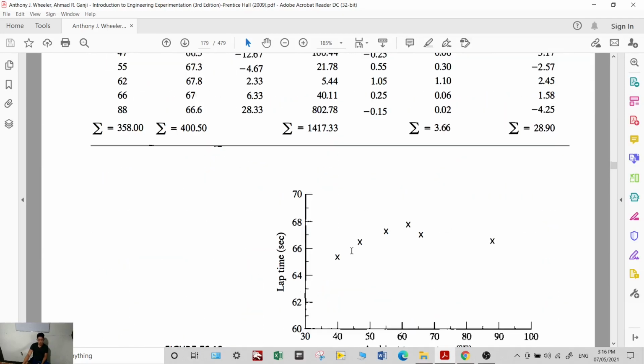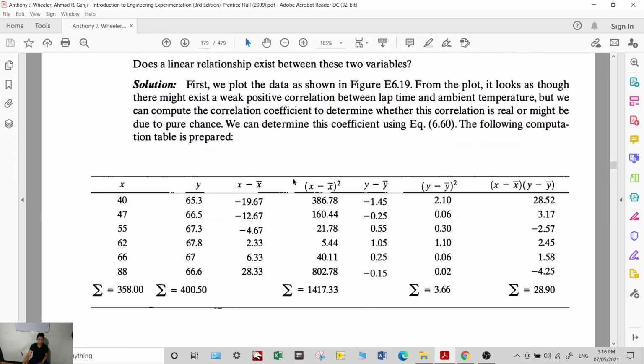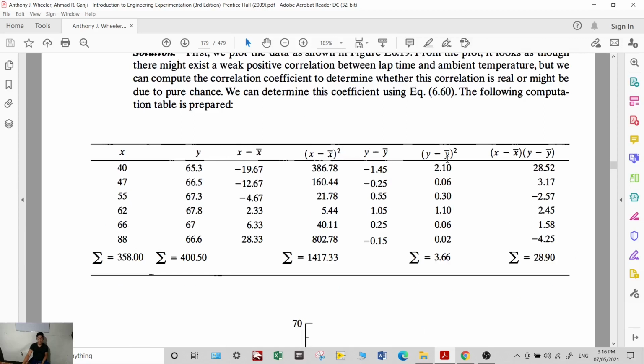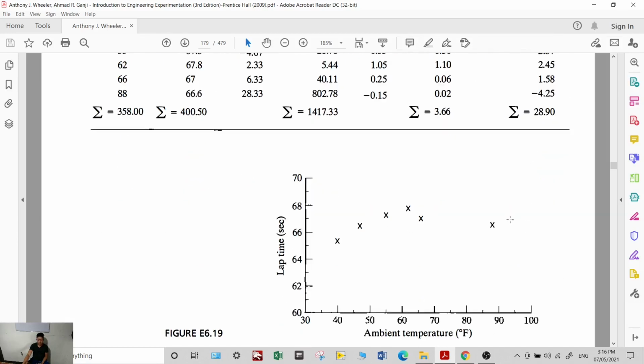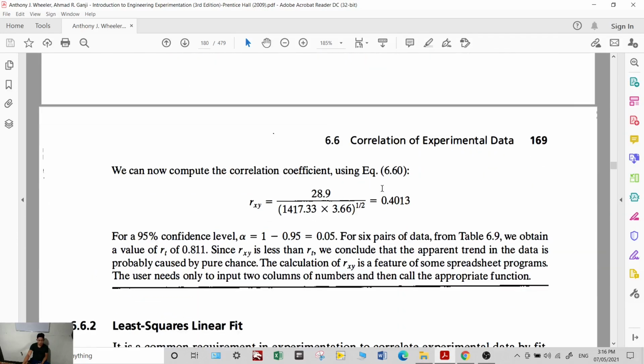What was done is they graphed the data. This is the graph, and it is not so clear. Next, you compute the values needed for the correlation coefficient. Just follow this formula, then plug in the values and you'll get 0.4013. So what is your conclusion?